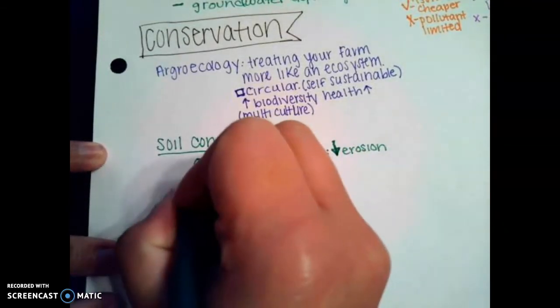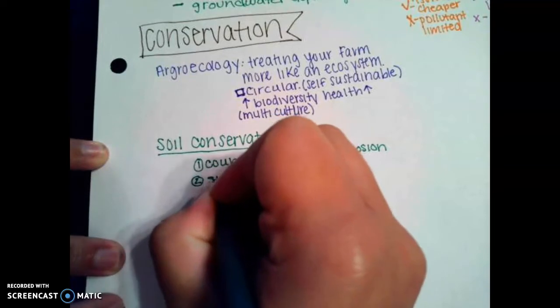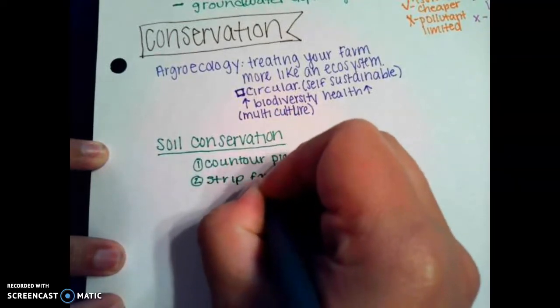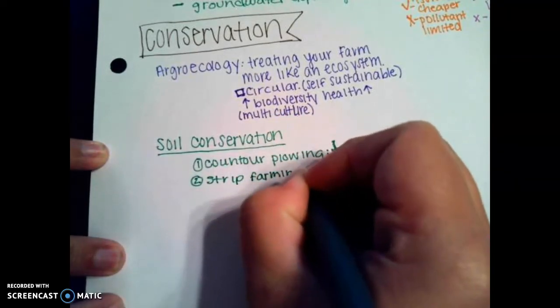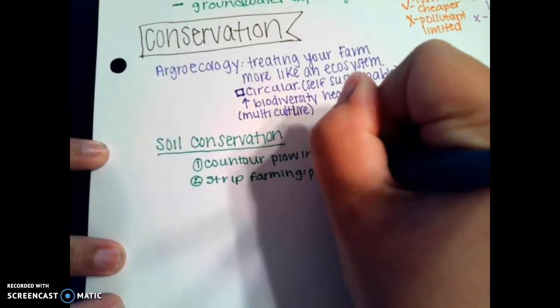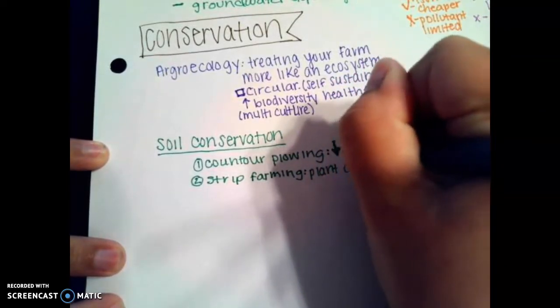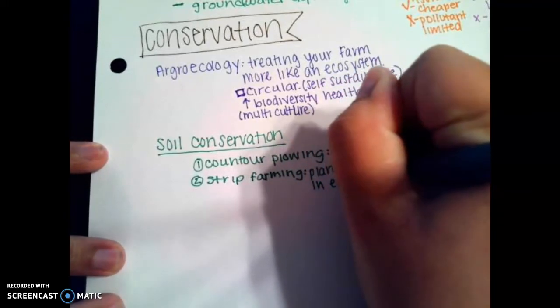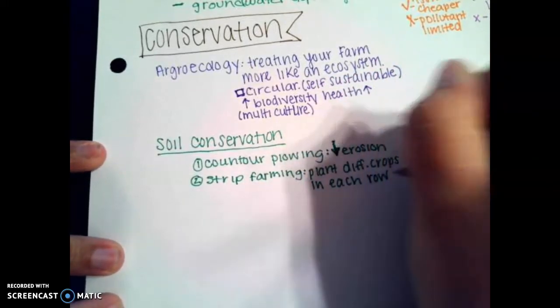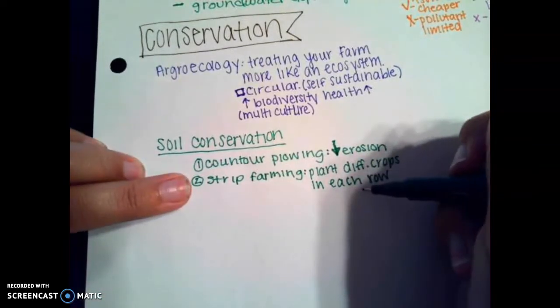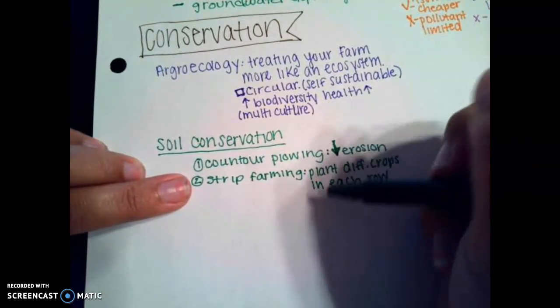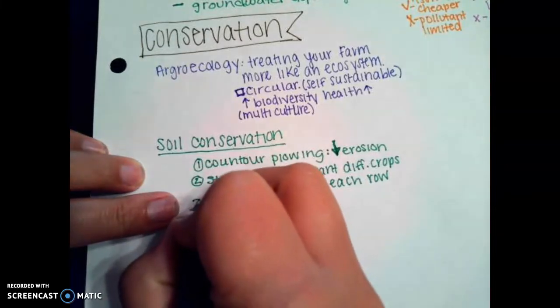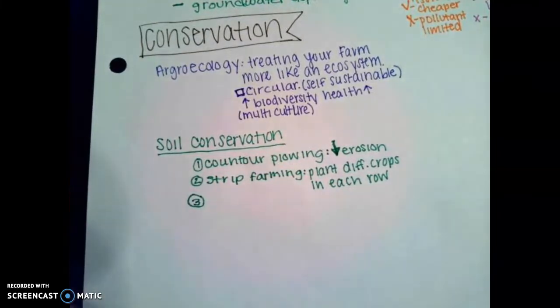The second soil conservation method we learned is called strip farming. This is where we plant different crops in each row or given area. This helps to increase the biodiversity of our farm, making it function more like an ecosystem. But not only that, it helps to preserve the nutrients of the soil, because not every crop takes a lot of nutrients out of the soil. Some are less nutrient needy, I guess.